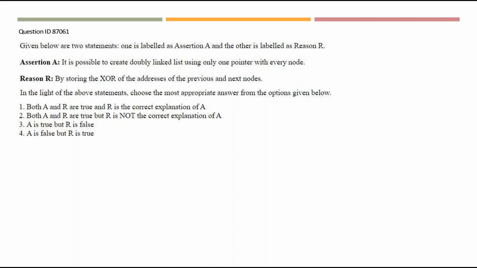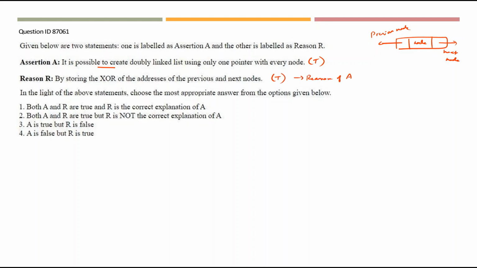So the single statement is split here. They say there is a possibility to create a doubly linked list using only one pointer. This is true, and how they create it is by storing the XOR of the addresses of the previous as well as the next node. If you take this to be the doubly linked list, usually if this is the node, this will be the link to the previous node and this will be the link to the next node. This is also true. This becomes the reason for A.